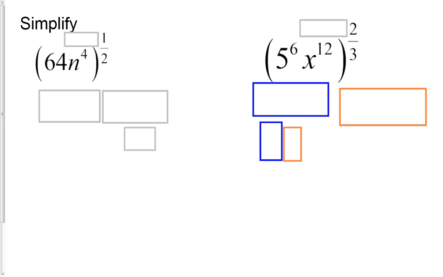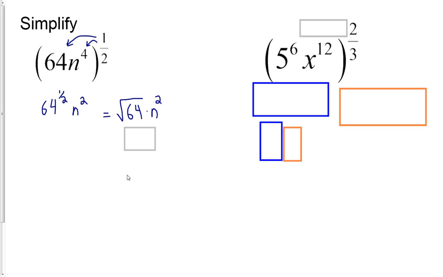Next, simplify. We've got 64n to the 4th, all to the 1/2 power. Technically, this means the square root of these values. However, we can use the distributing rule I talked about earlier, where the half goes to both pieces. Why would we use this? Well, 4 times half is 2. So that's going to keep me from having to do the square root of this variable, right? 4 times half is 2. So I'm going to write this as 64 to the half times n squared. And now I just need to figure out how I can rewrite this. 64 to the half is the same as the square root of 64. Well, the square root of 64 is 8, so we can just write this as 8 and then the n squared.